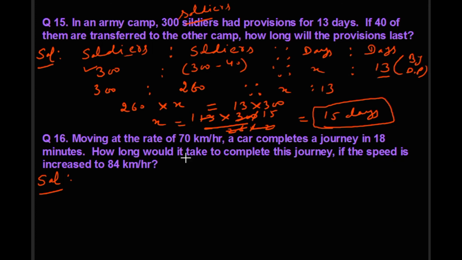Moving at the rate of 70 km per hour, a car completes a journey in 18 minutes. How long will it take to complete this journey if the speed is 84 km per hour? Now we can say speed is to speed as time is to time. Right?